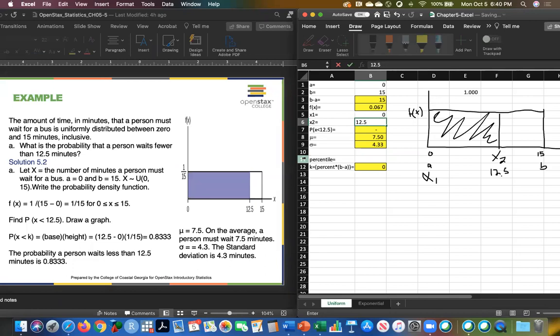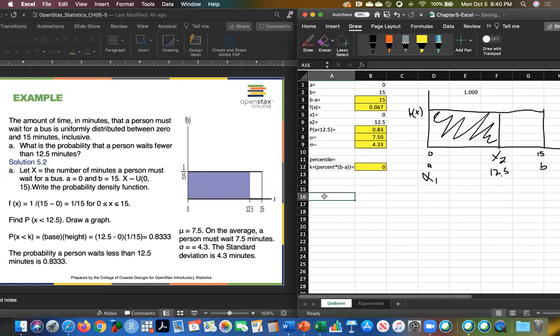Remember, if I press enter, all these things are going to be solved, right? So in this case, the probability is going to be 83%. What I did is I followed the formula. You multiply the base times the height. So the base in this case from here to here is 12.5, and the height remains the same, 0.067. So the probability of this is going to be 83%.